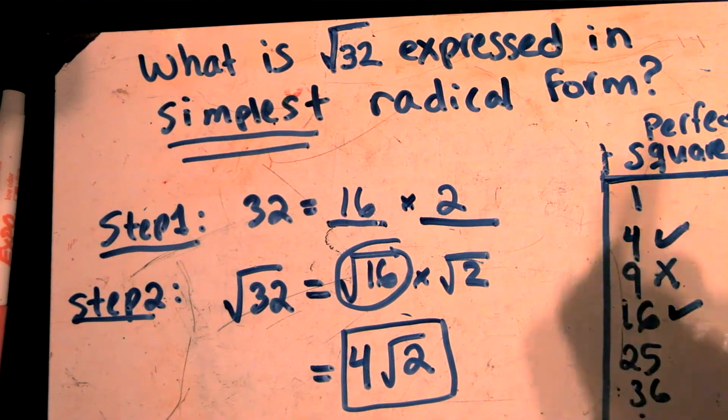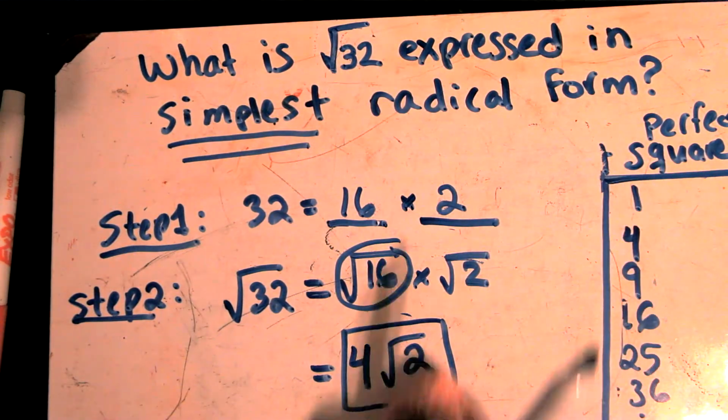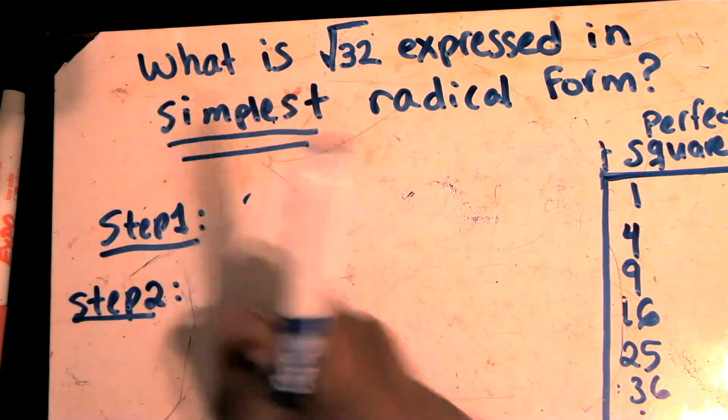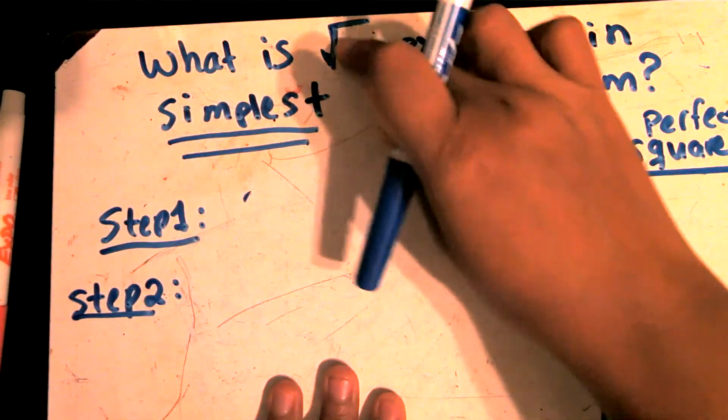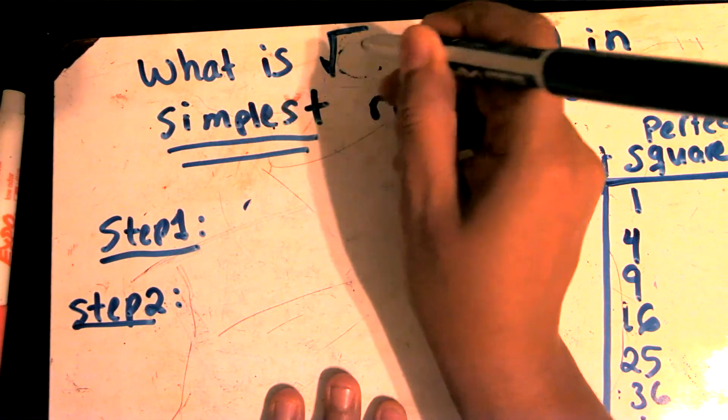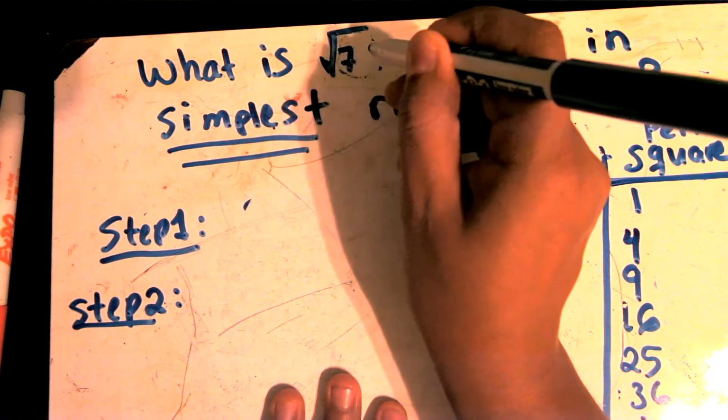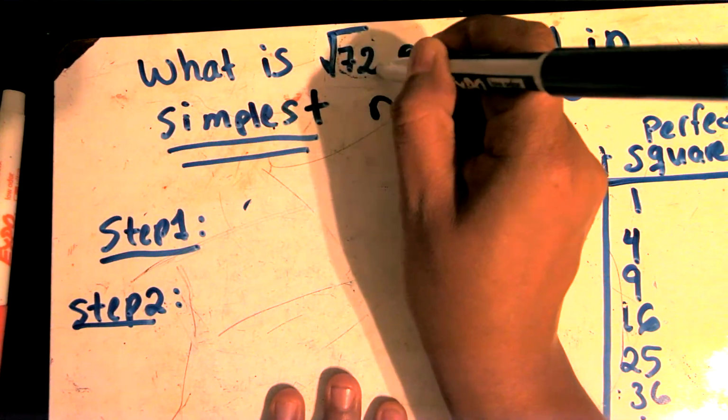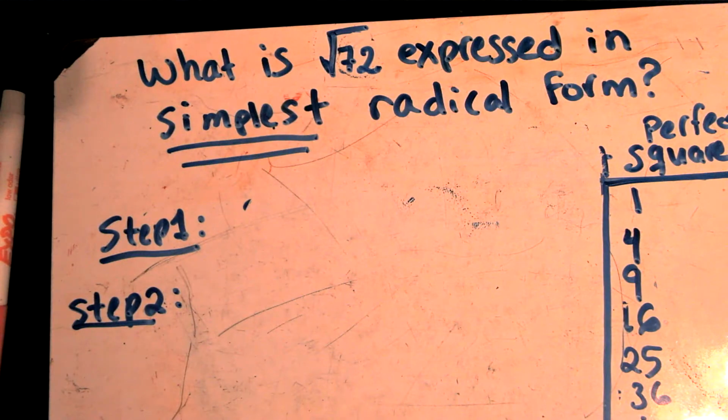Let's practice another one. I'm going to list it. Okay. Now, what is 72 expressed in simplest form?